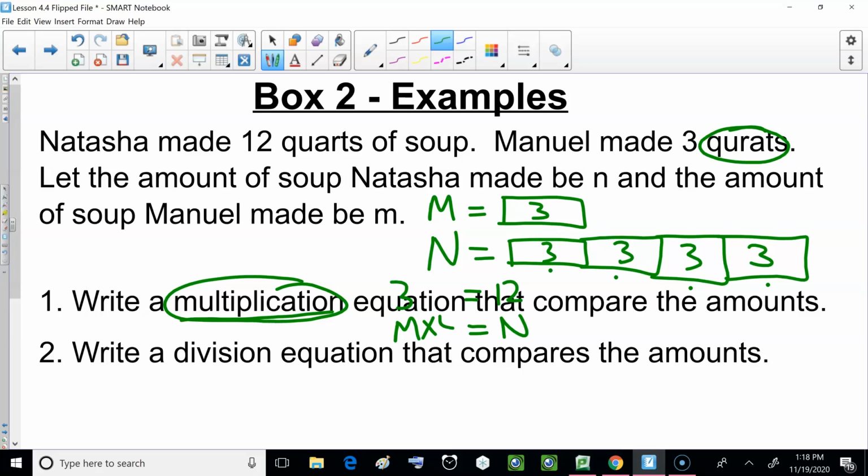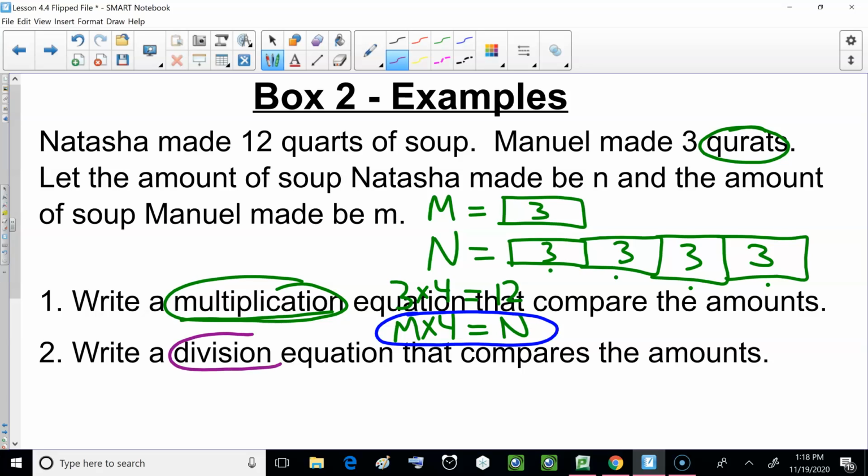so it would be 3 times 4. That would now equal 12. So our equation that compares these two amounts is right here of M times 4 equals N. So you can pause that and write that part down right now. And then we're going to switch gears. We're going to switch over to division.